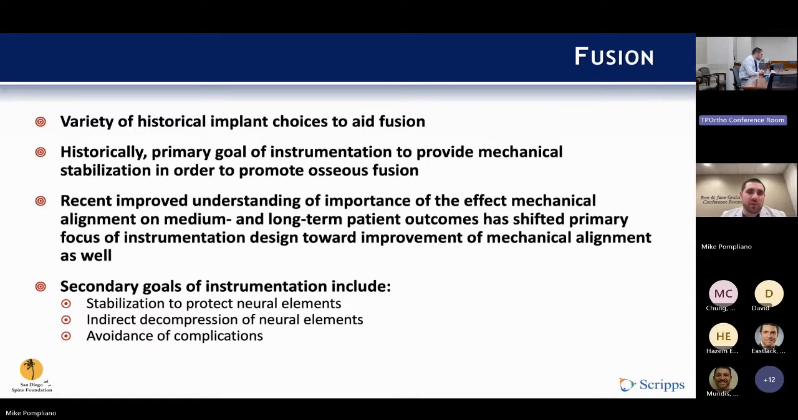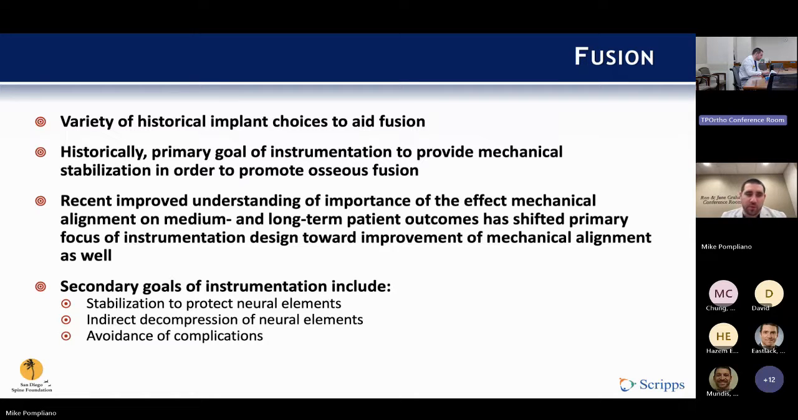Looking at various different implants utilized in fusion, historically, there's a lot of different implants to choose from, both autograft, allograft, as well as some synthetic implants we'll discuss. The primary goal has always been to provide some mechanical stability, but over time, that's shifted to not only providing the mechanical stability, but also inducing fusion across the interbodies, as well as providing some improved alignment as a secondary component. So secondary goals of instrumentation are the stabilization of the neural elements, the indirect decompression, and avoidance of complications.